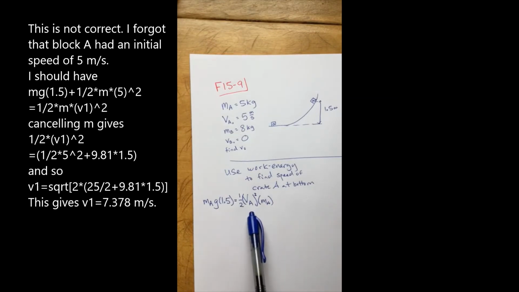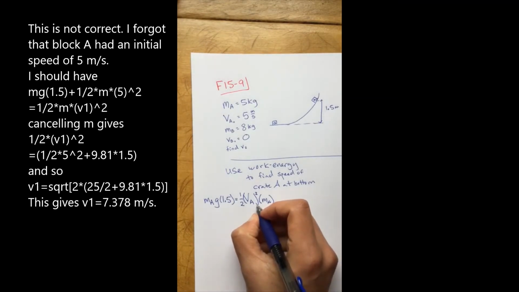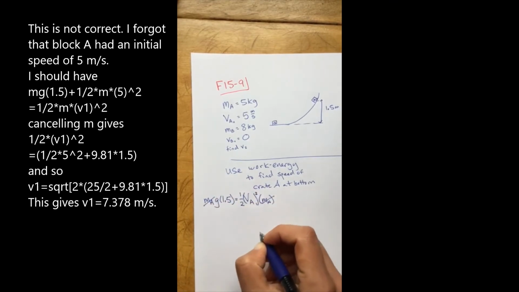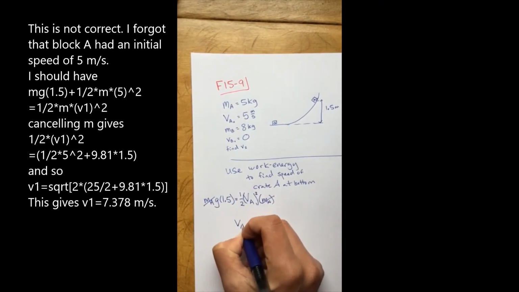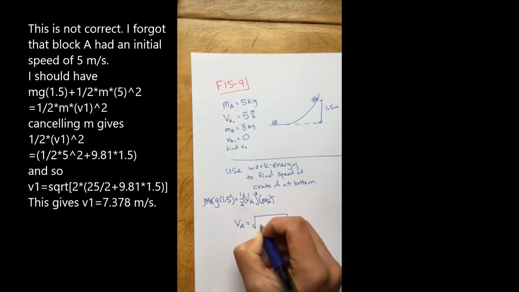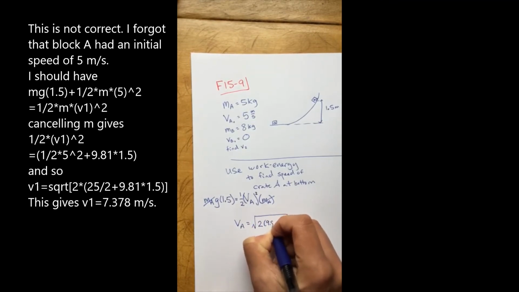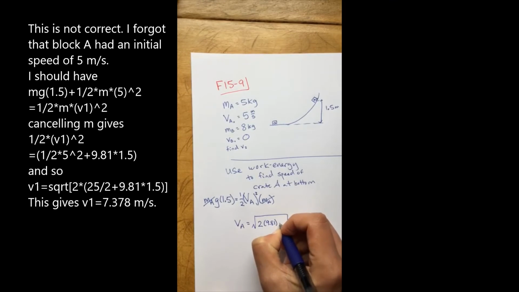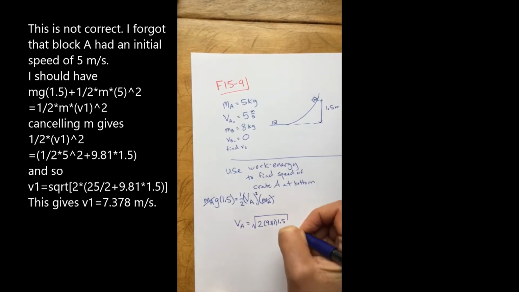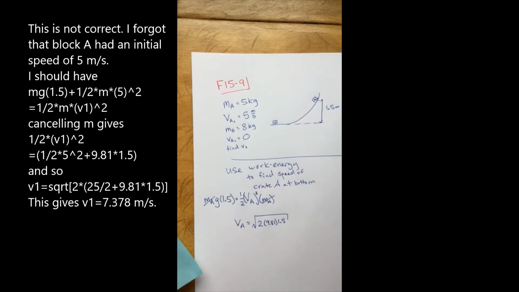And I'm looking for the velocity. This is VA1 at the bottom of the incline. The mass cancels out, so I have VA is the square root of 2 times g, which is 9.81, times the height of 1.5. And that gives me 7.378 meters per second. Now that I have done that, I can look at the collision.